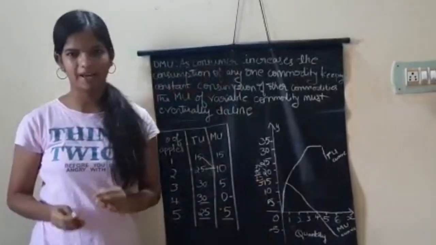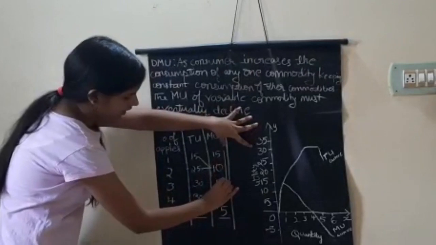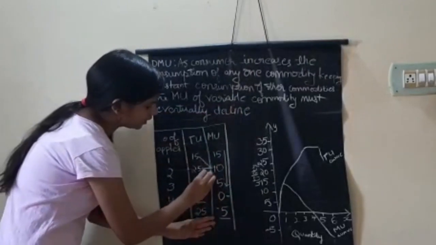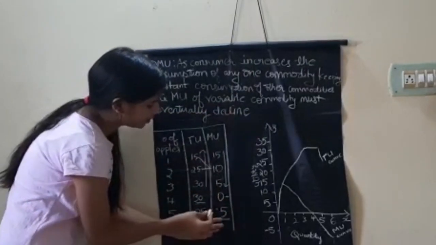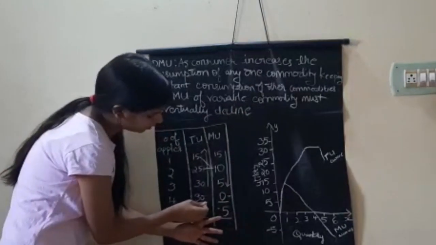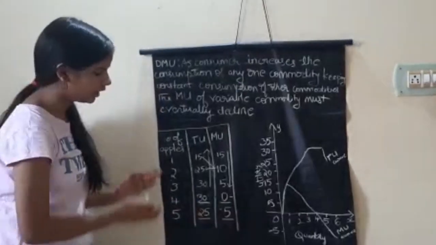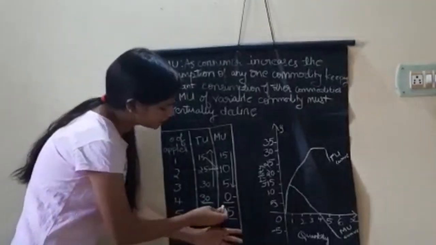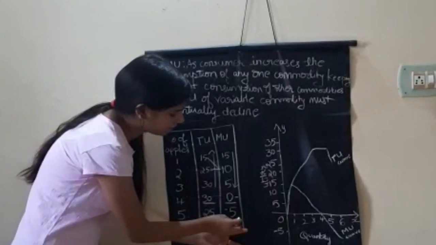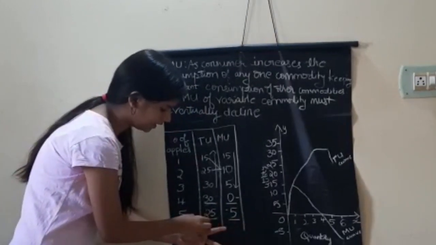So here what we have observed mainly is that while marginal utility kept decreasing, total utility kept increasing. When marginal utility became 0, the total utility became constant. It didn't increase or decrease anymore, it remained the same. Next, when marginal utility became negative, the total utility started declining.